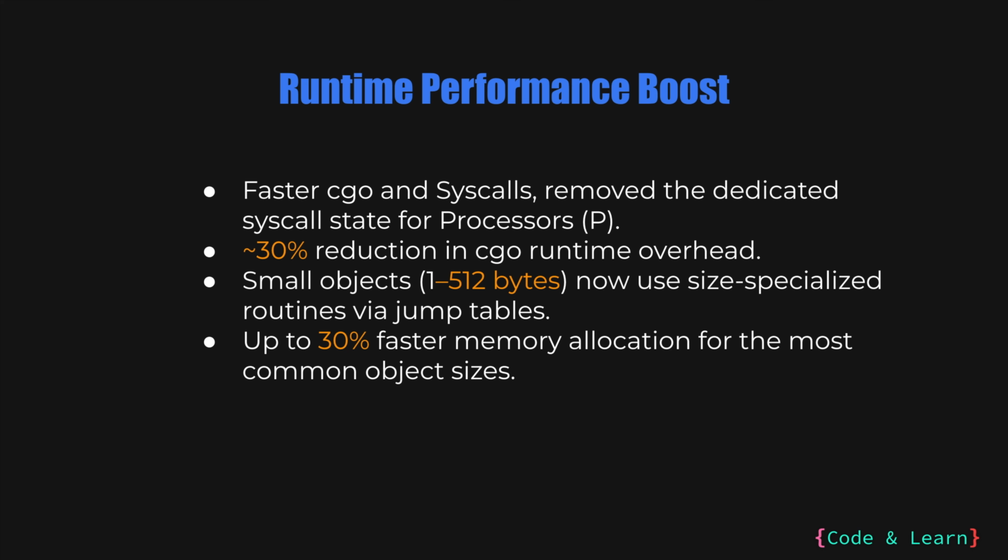The most direct speedup comes from a rewrite of how the runtime handles objects between 1 and 512 bytes. Previously, every allocation went through a general purpose allocation function. Go 1.26 now uses jump tables and size specialized routines. Instead of calculating the size class at runtime, the compiler generates a direct path to the specific memory slot needed for that exact size. The result is that allocation for objects under 512 bytes, like small structs, short strings, and interface wrappers, is up to 30% faster.